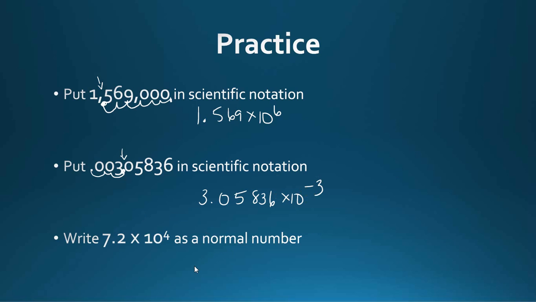Last one, 7.2 times 10 to the 4th. Again, we start off by writing our initial number there, and we know we move the decimal point 4 places. So 1, 2, 3, 4. Fill in our zeros, and you have 72,000 as a normal number.